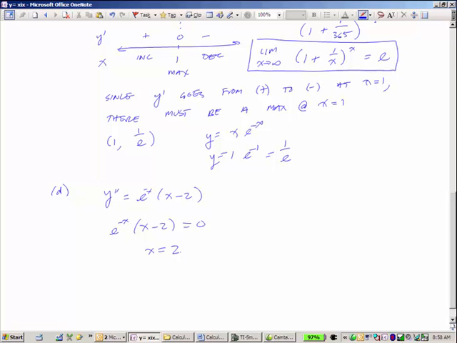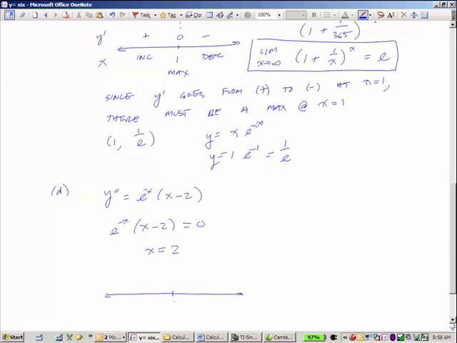Okay, so that's another place that something might be going on. As a matter of fact, the second derivative is 0 there. What might be going on at x equals 2? A point of inflection. So maybe. We can't tell just because the second derivative is 0 there. We actually have to test it.